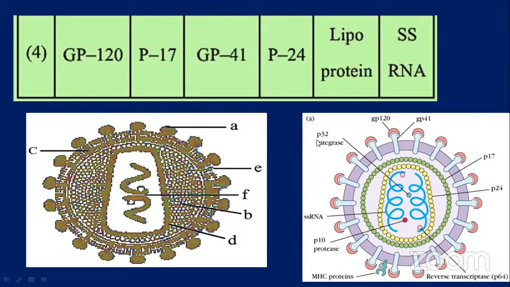Okay, mate. Other component is also integrase. P32 also there. They didn't give it here. But P32 is also there. Okay, mate. P10 is also protease. Single standard RNA. MHC protein. Reverse transcriptase is P64, they have given. They didn't give it in this question.